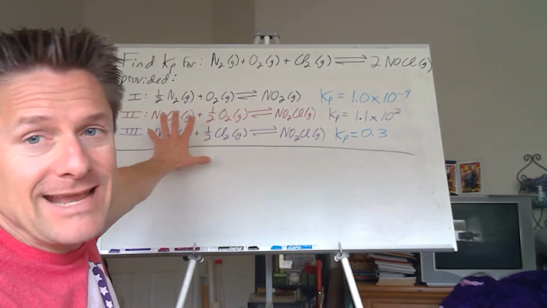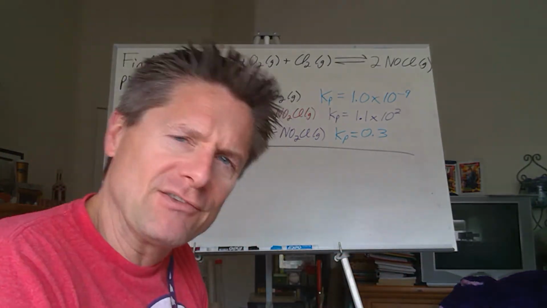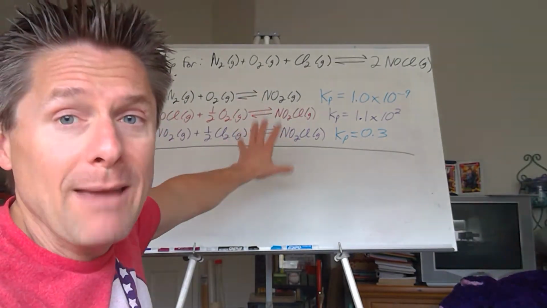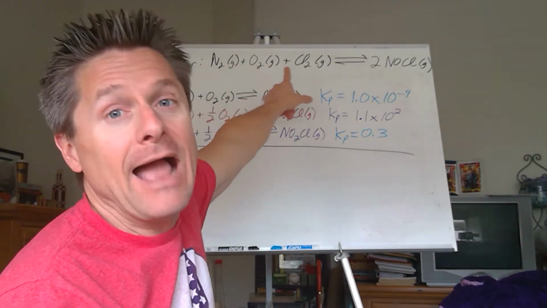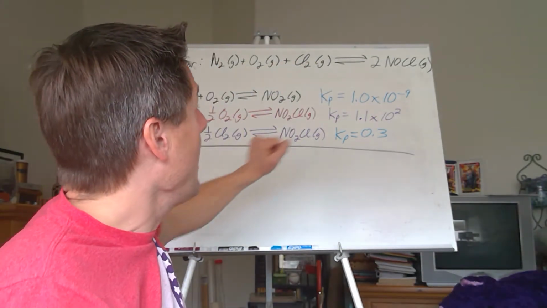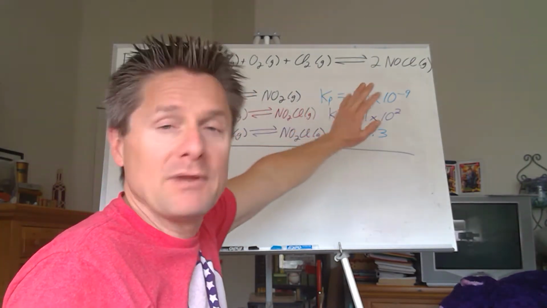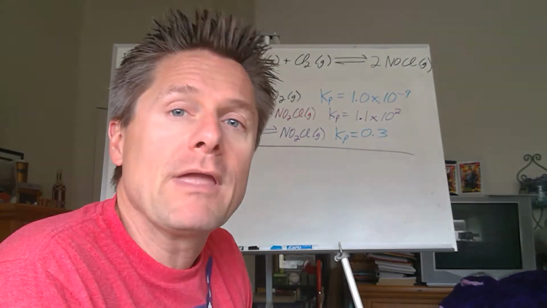So what I'm going to do is take these 3 equations that have known Kp values, and I'm going to manipulate them, reverse them, multiply them by 2, divide them by 3, whatever I've got to do, so that when I'm done adding these 3 equations together, I'll end up with exactly that: same coefficients, same states, same everything. And then I'm going to manipulate these k values. So if I reverse one, I'm going to inverse its k, whatever I have to do. And then I'm going to multiply them all together, and I'll get my overall k value when I'm done.